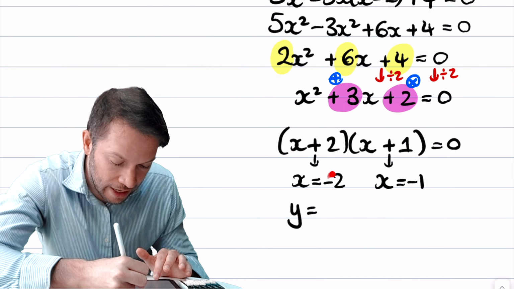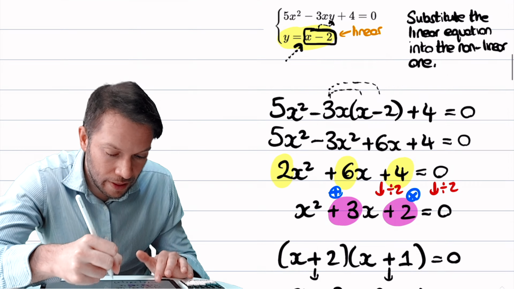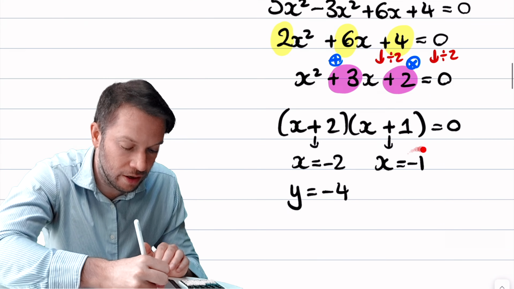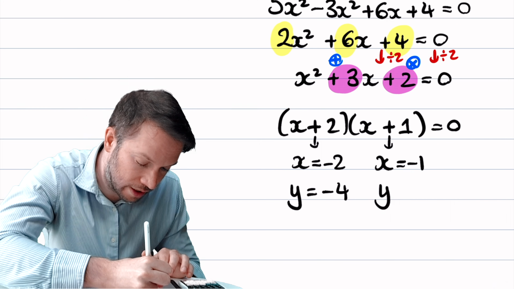So the x value minus 2 would be minus 4. And then we said, okay, y is x minus 2. So if x is minus 1, minus 1 minus 2 would be minus 3. So we get y is equal to minus 3.